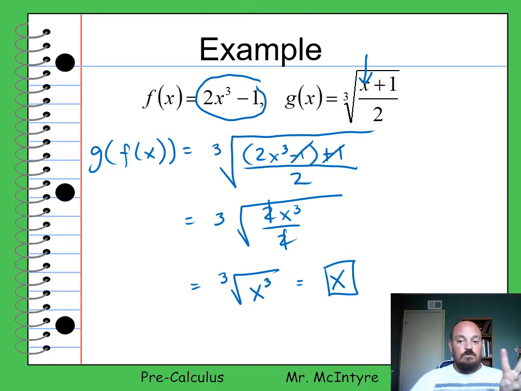If I give you the two functions and ask you to verify or prove that they're inverses, make sure you're doing compositions like 1.4, and make sure you're doing both of them. You have to do each composition in either order, and each one has to equal exactly x.